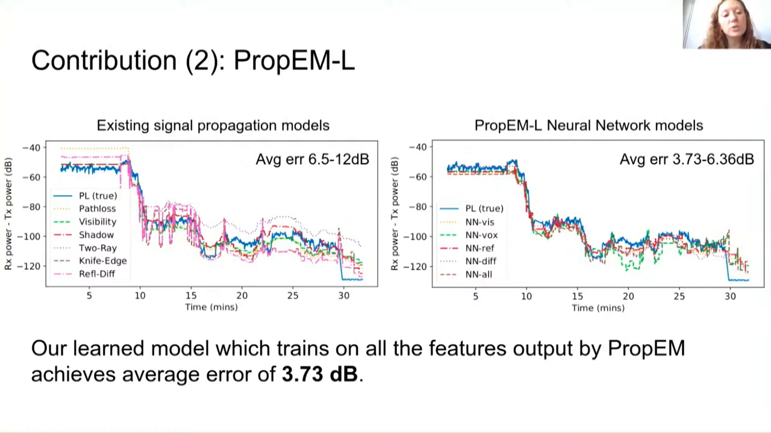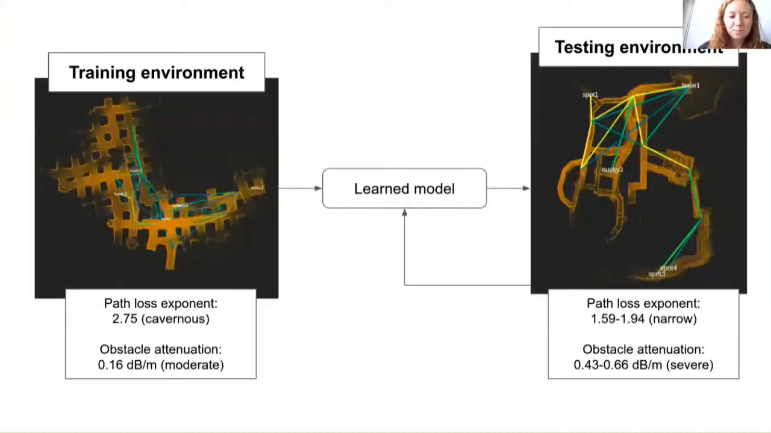On the right, we introduce 5 fully connected neural networks, each of which takes a subset of the features encoded by PropEM and minimizes the L2 loss between the predicted and measured attenuation. We observe that these models are better able to capture the data, and the richest of them, which we call NN-all, achieves an average error of only 3.73 dB.